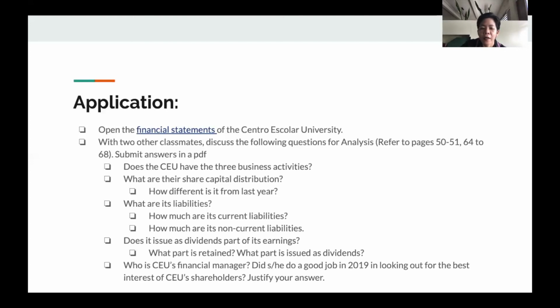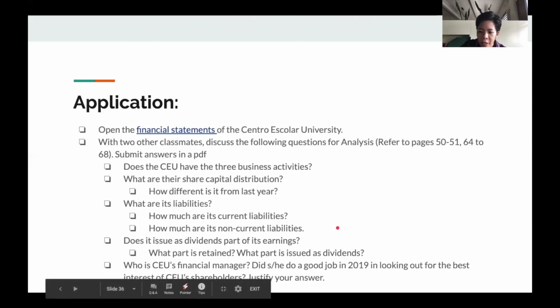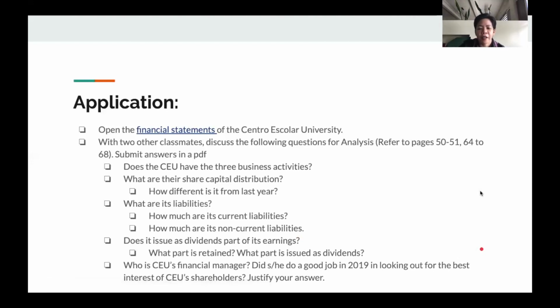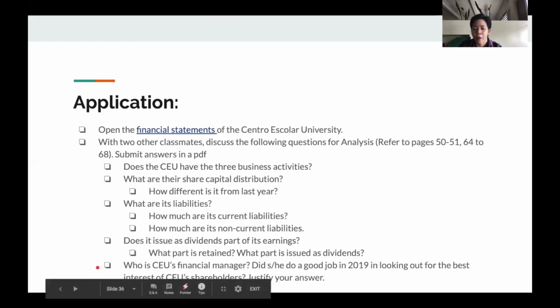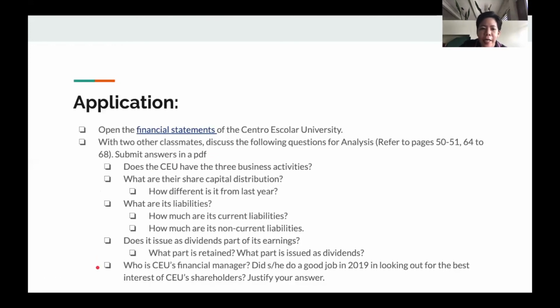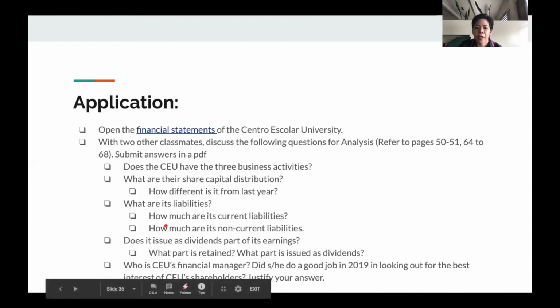And next is, who is CEU's financial manager? Did he or she do a good job in 2019 in looking out for the best interest of CEU's shareholders? So justify your answer. So you will not answer all of the 5 questions, just answer three of these main bullet points for the questions. And then you have to submit the answers in a PDF. Okay. So individually, so your answers will be individual. Okay, but the discussion can be done by pairs.